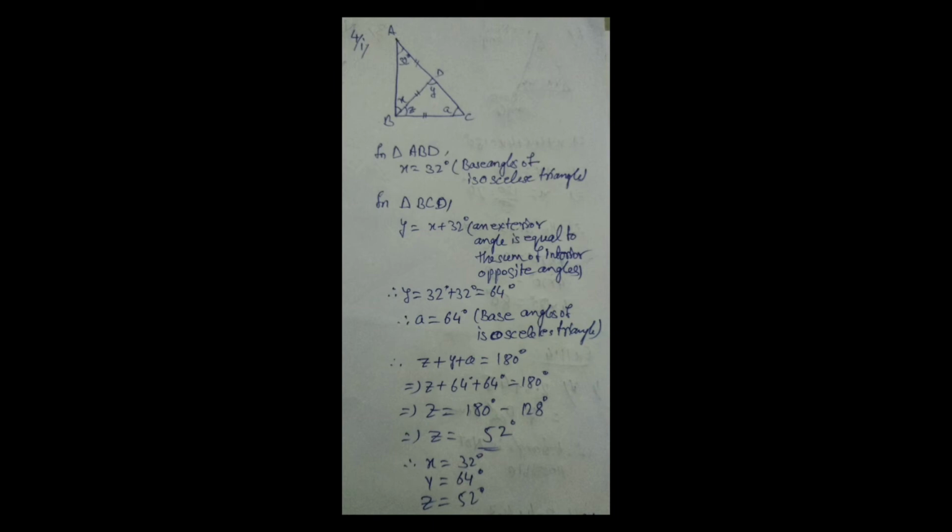So in triangle BDC, the value of z plus y plus a equal to 180 degree. Why? Because sum of all the angles in a triangle is equal to 180 degree. So put the value of y and a here, you will get the value of z as 52 degree. So the value of x we have got is 32 degree, the value of y we have got is 64 degree, and z 52 degree.